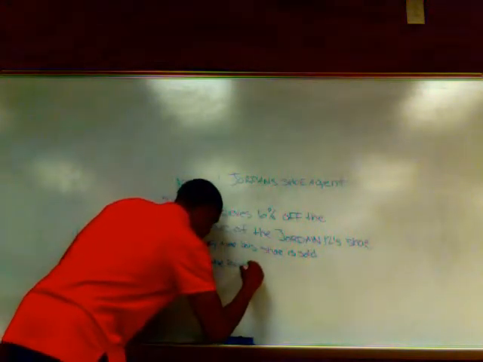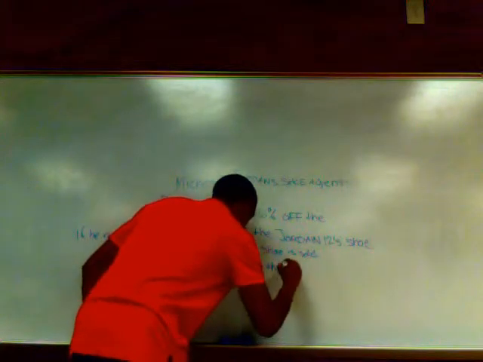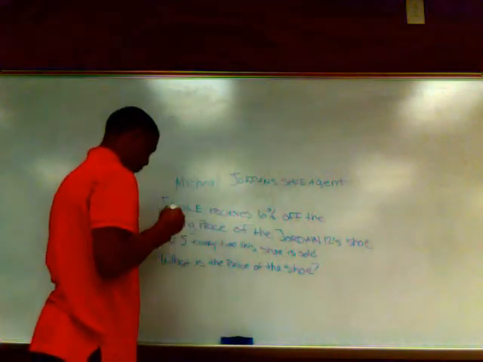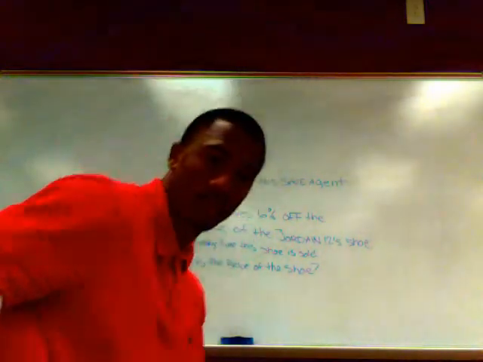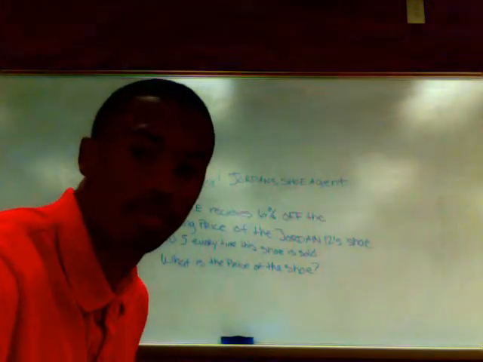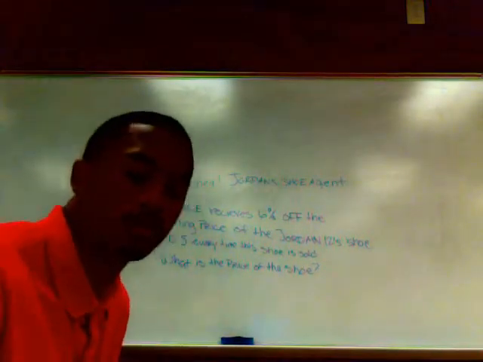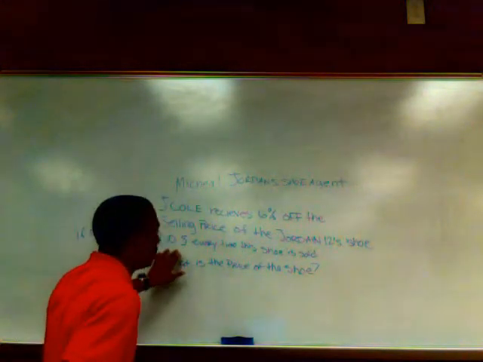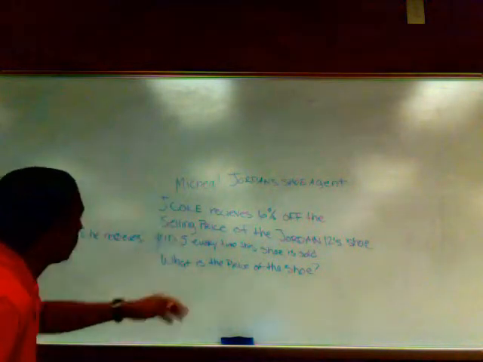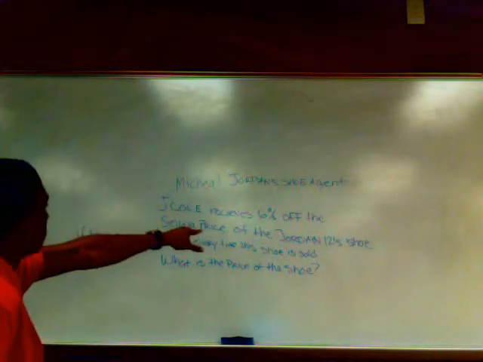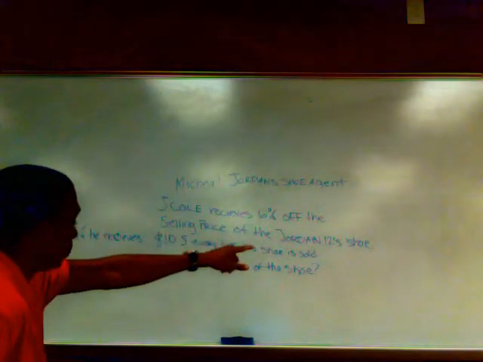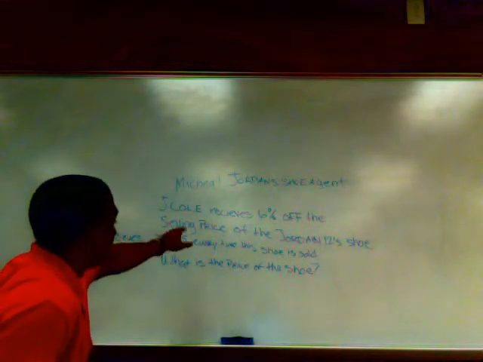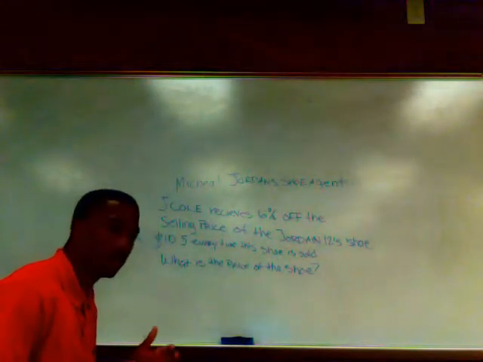Price of the shoe. Now, we call this commission. So in other words, if I was to ask, Michael Jordan's shoe agent, J. Cole, received 6% off the selling price of the Jordan 12 shoe. If he received $10.5 commission every time this shoe is sold, what is the price of the shoe?